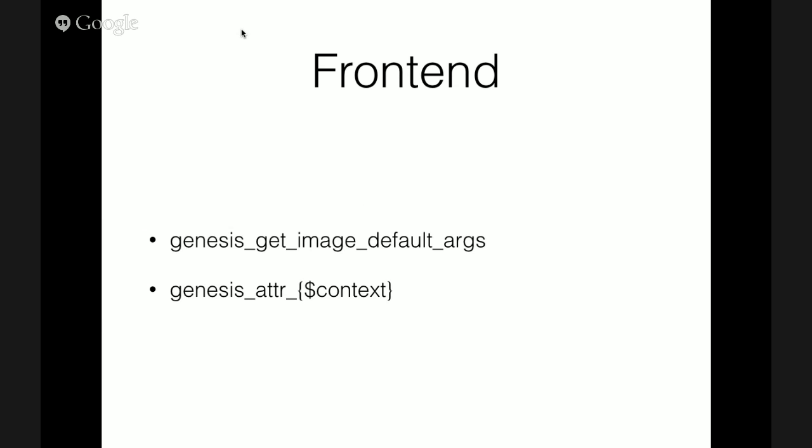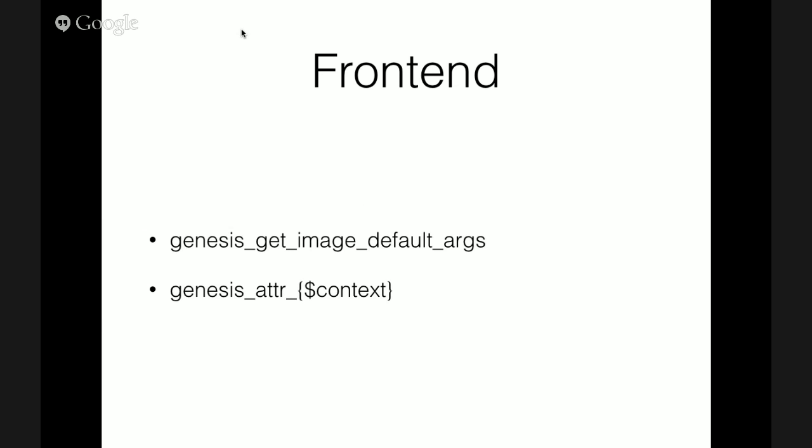So there's a couple of filters available on the front end. Some of the filters are genesis_get_image_default_args, which is actually a really cool one that I've used a few times in the past. It's probably a little lesser used one, but when you do have a use case for it, it could be really cool. So what genesis_get_image_default_args does, the filter, actually allows you to filter the default arguments for genesis_get_image.